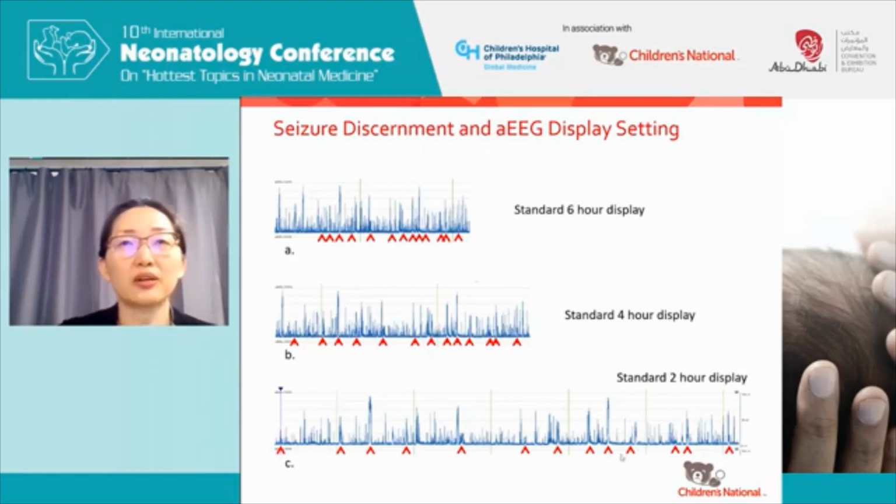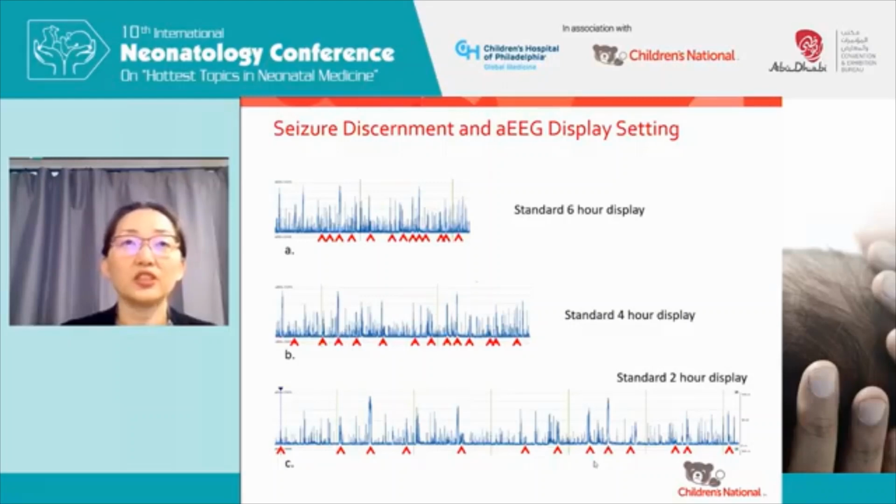If you zoom in now to a 2-hour window, you can clearly see the upward deflection of both the upper and lower margin, to be able to pick out the seizures even more easily than on that 4-hour display setting. But again, this could be potentially more than one seizure. There's no way for you to discern that on an aEEG.